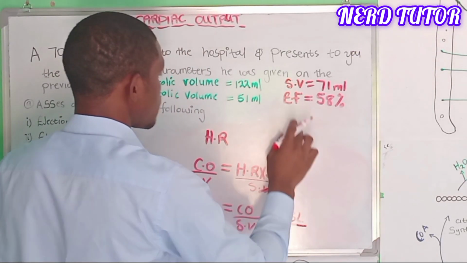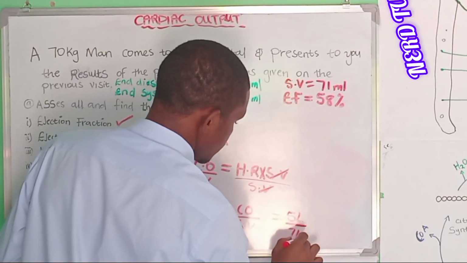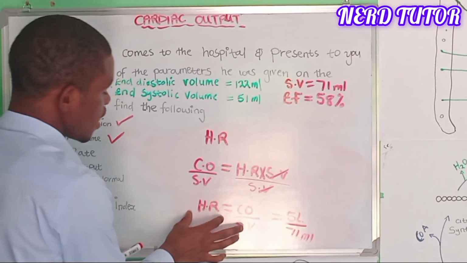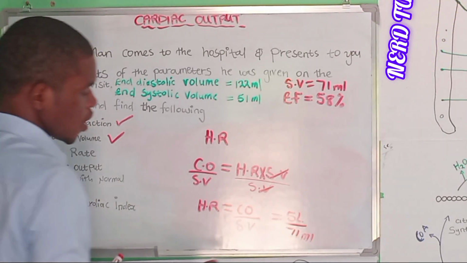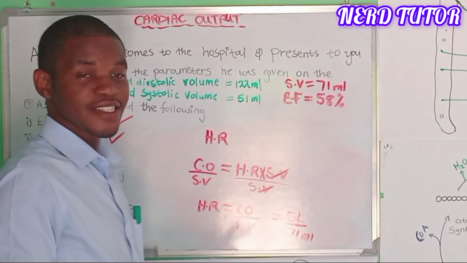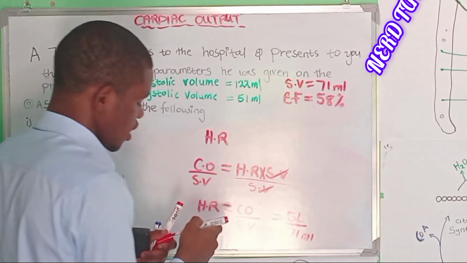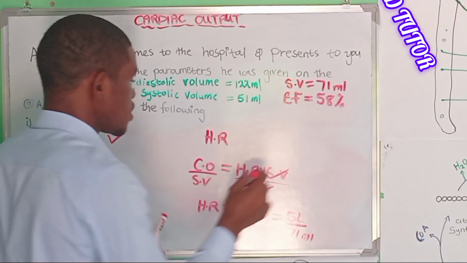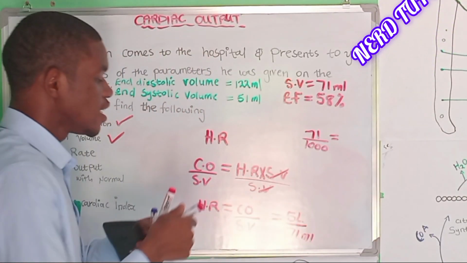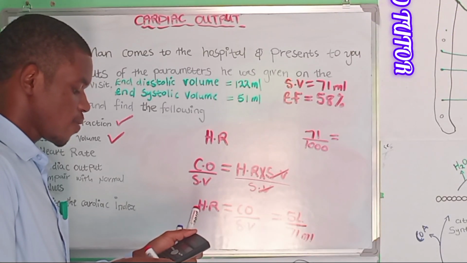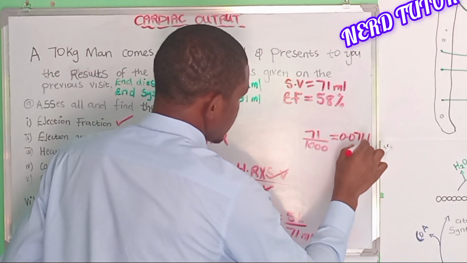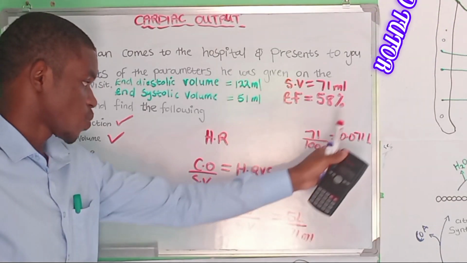The stroke volume we solved for is 71 milliliters. So here we are solving for heart rate in beats per minute. But remember, these have different units. So what are we going to do there? Very simple, we're just going to apply some mathematics. We can convert this into liters. So it will be 71 divided by 1000, and the answer will be in liters. 71 divided by 1000, we are getting 0.071 liters. So this is the answer that we're going to use here, 0.071 in liters.